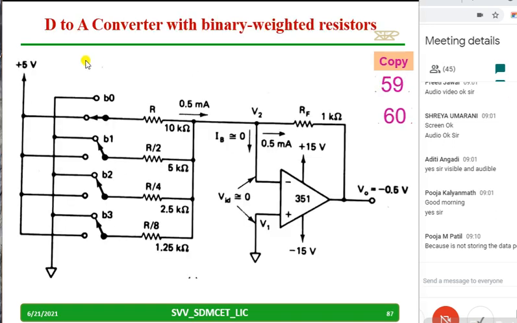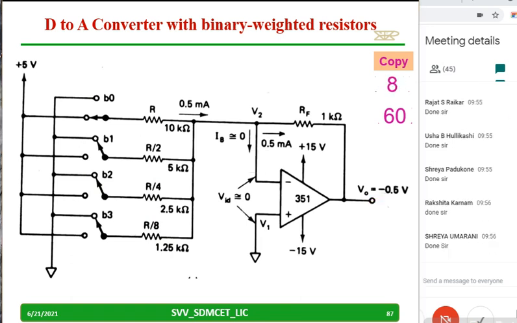This is a D to A converter with binary weighted resistors. We have R by 2, R by 4, R by 8, or you can take R, 2R like that also. In this diagram we have taken R by 2, R by 4, R by 8. Copy down this, you have 2 minutes, and we'll try to discuss how this digital will be converted into analog voltage. Many students are typing now, they have completed the copying work.